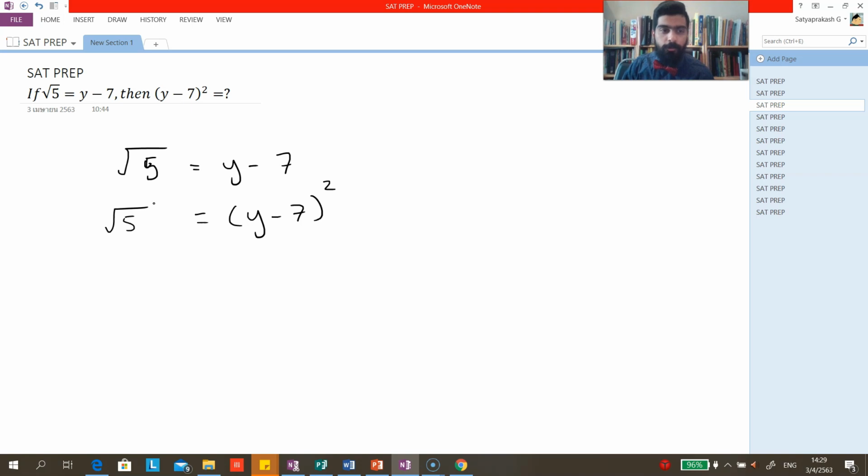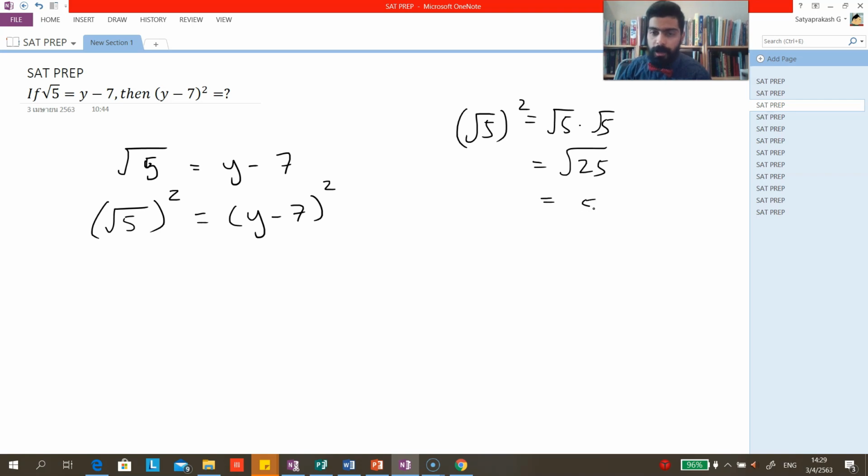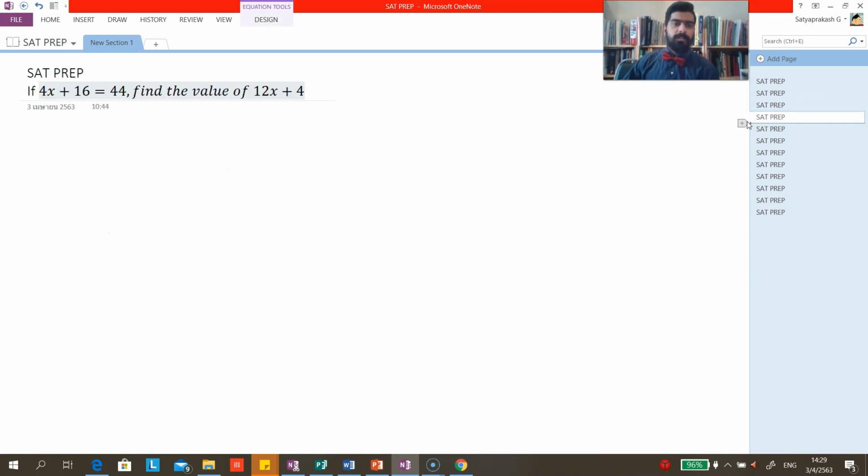So square root of 5 to the power of 2. Now let's see what is square root of 5. Square root of 5 to the power of 2 is equal to square root of 5 times square root of 5, which would give us square root of 25, and we know that square root of 25 is equal to 5. Hence, therefore, y minus 7 to the power of 2 would be equal to 5. Right, guys? Pretty straightforward. Now, let us go to the next one.